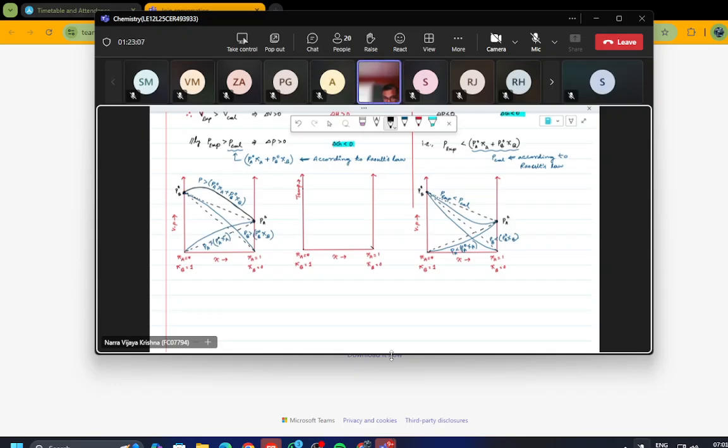So vapor pressure of B is high means boiling point of B will be low. This is boiling point of B. This is boiling point of A. Correct, sir? Now, this will be the graph. The dotted line indicates equilibrium. Yes or no? Any confusion?